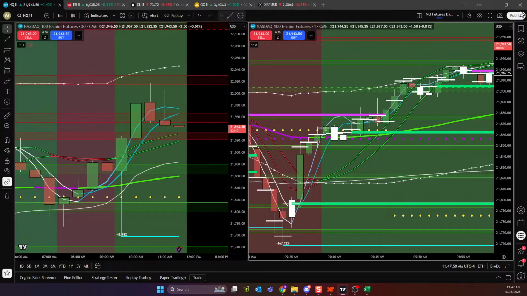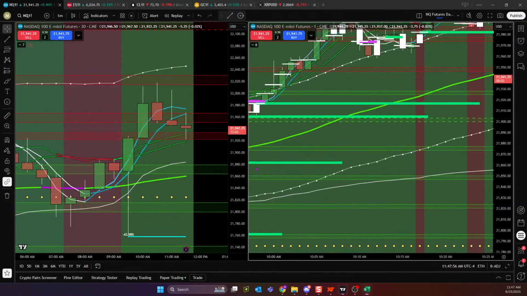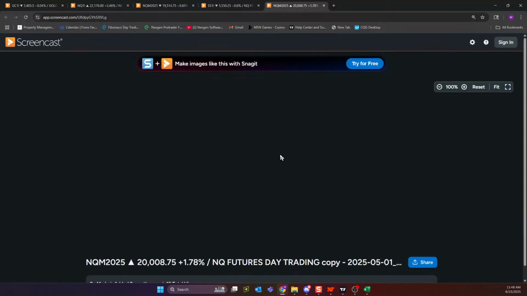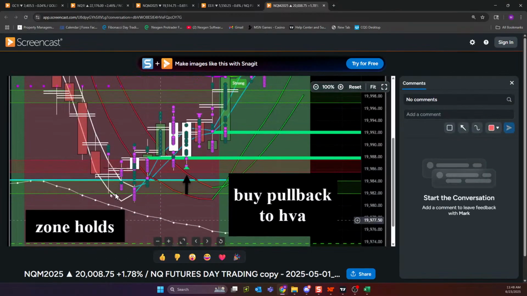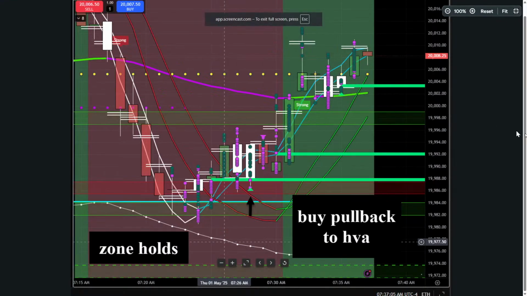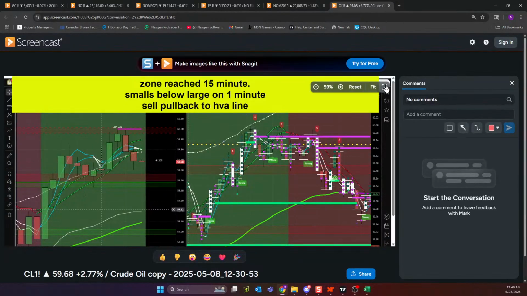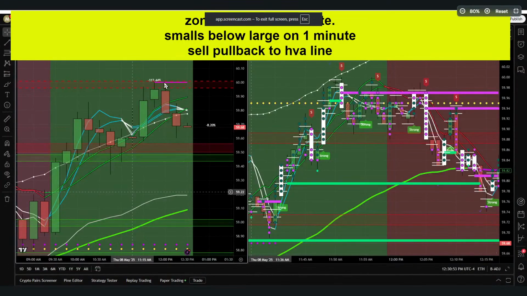So it takes a little bit of study, but we've given you the checklists, and I've got this trading guide to give you some looks. First, the zone holds, triggers roll, buy the pullback, and you'll see that it's really consistent. Zone reached, triggers roll, sell the pullback. Does that make sense, Junior?